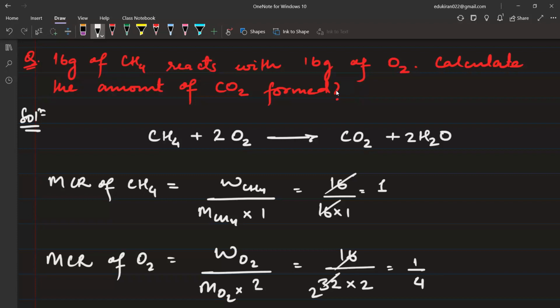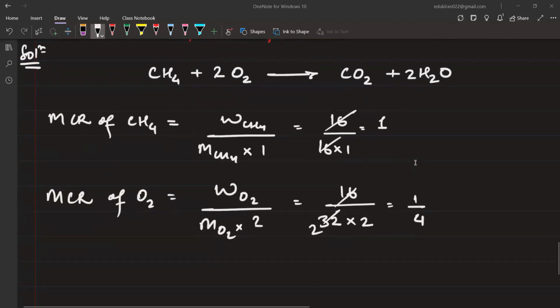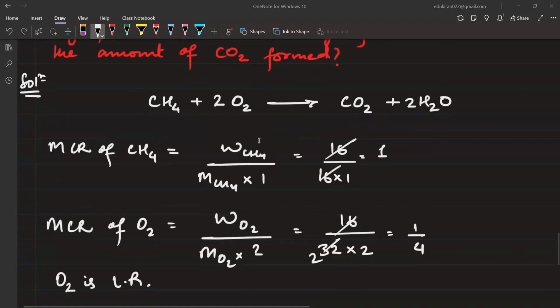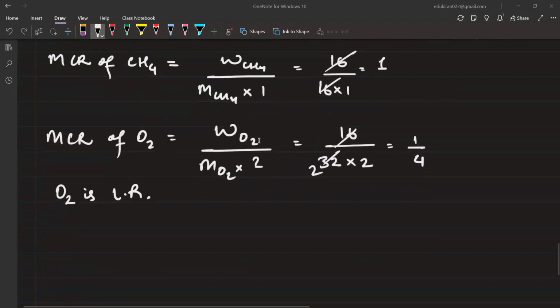MCR of O2, है ना? O2 will be lesser. So what I will write? O2 is limiting reagent. Is this clear? Yes or no? Tell me. Now after that, what I will write? Please see. See, I have to determine the amount of CO2. So what I will write?